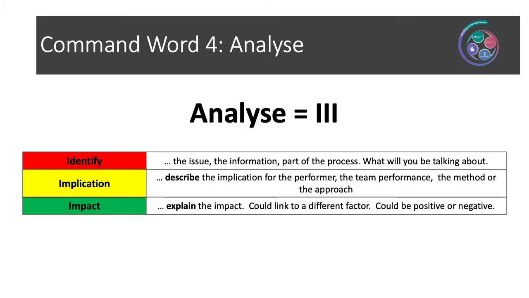You then go on and give the implication. Hopefully this will start to make sense in a little bit. So you give the implication to the performer, the team performance, the method or the approach. What is the implication that it has? And then you finish by explaining the impact. And depending on the question, and if it's asking me to analyse the impact of a factor on performance, when you give that impact, you can link your impact to a different factor. So it's an opportunity to show that you can make those connections. And the impact could be positive or negative.